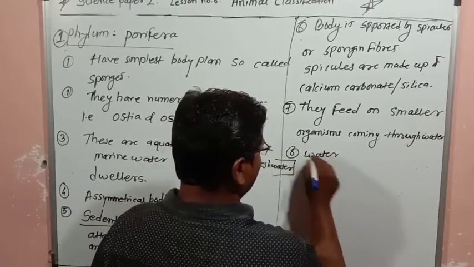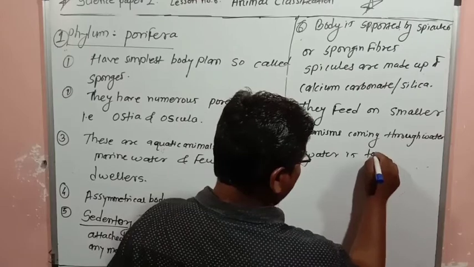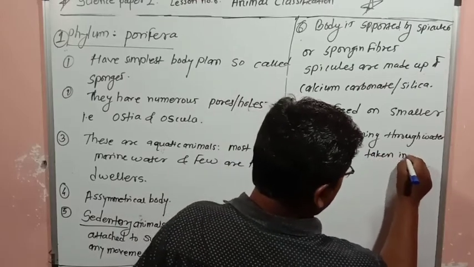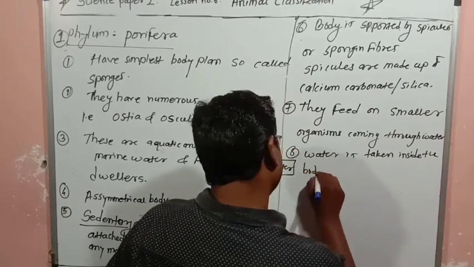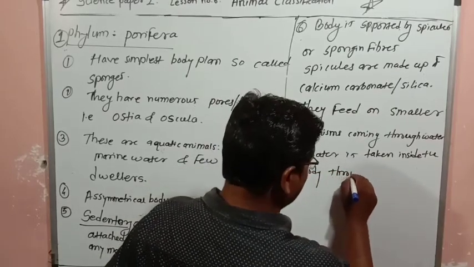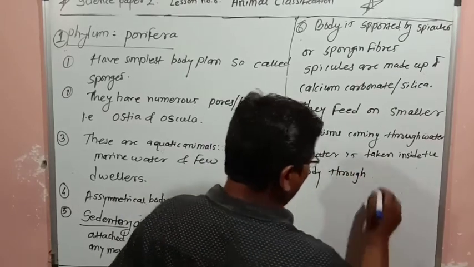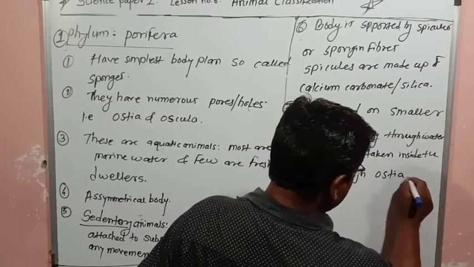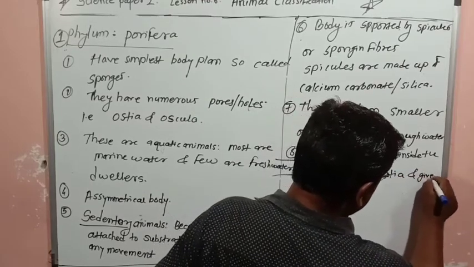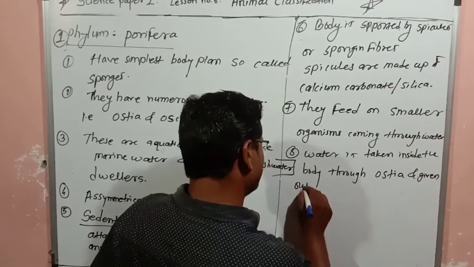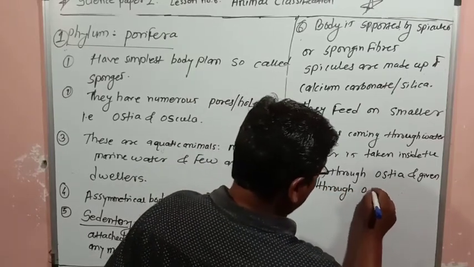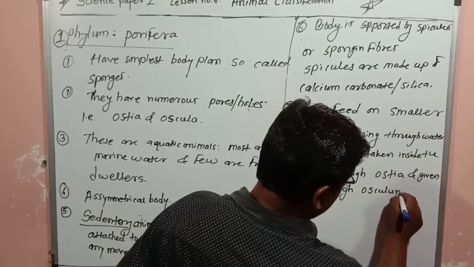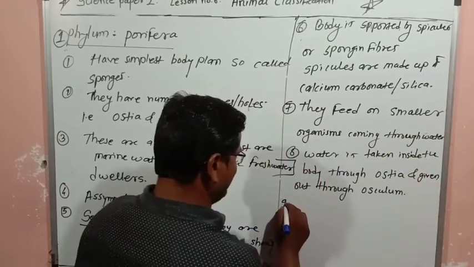Eighth point we will take: water is taken inside the body through ostia and given out through the osculum.